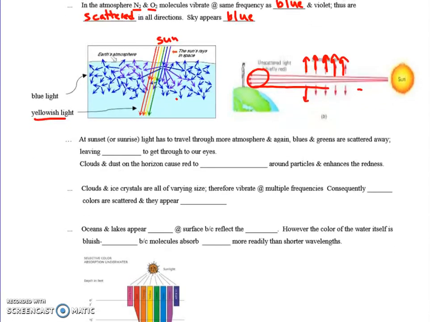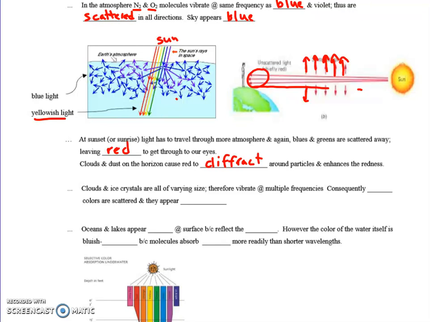And the same is true at sunset. So at sunset, sunrise, lights that travel through more atmosphere, the blues and greens are scattered away, leaving red and oranges, but primarily reds to get through our eyes. Clouds and dust on the horizon enhance this because they cause the red to diffract. And since they diffract, they're going to even spread out more and take up more of the angle or the field of view of the sky.